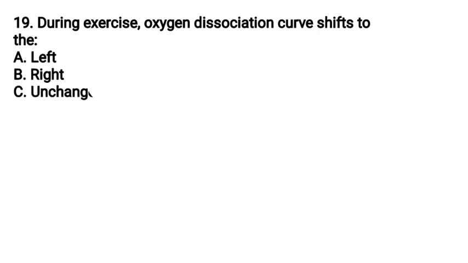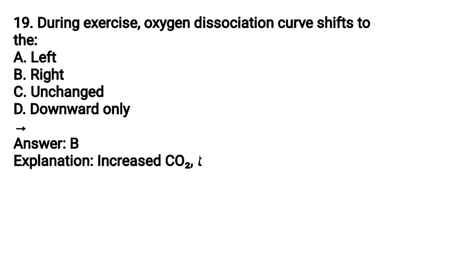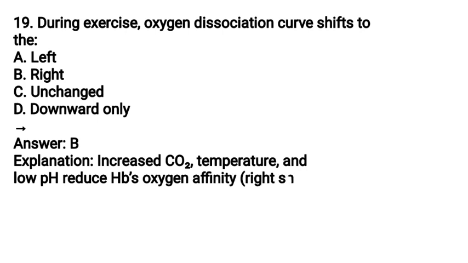19. During exercise, the oxygen dissociation curve shifts to the: A. Left, B. Right, C. Unchanged, D. Downward only. Answer B. Explanation: Increased CO2, temperature, and low pH reduce Hb's oxygen affinity. Right shift.